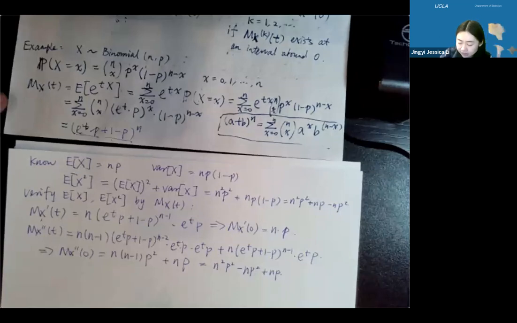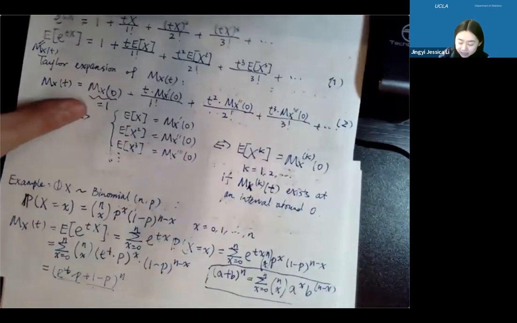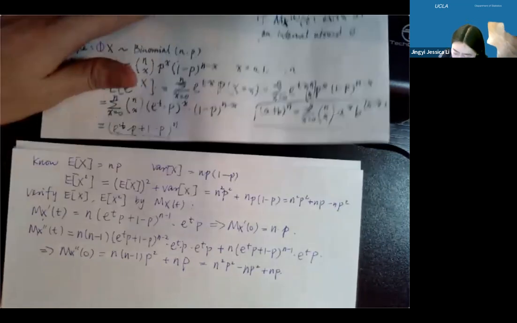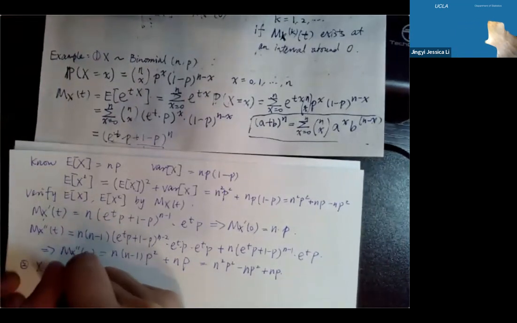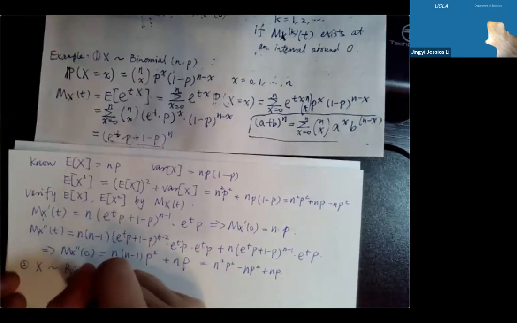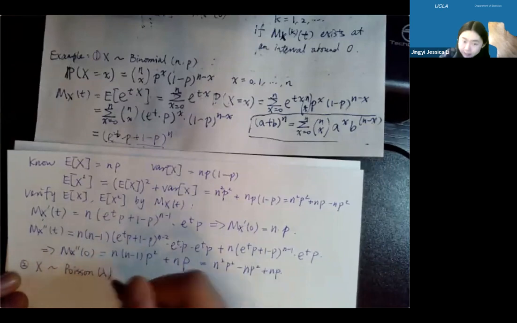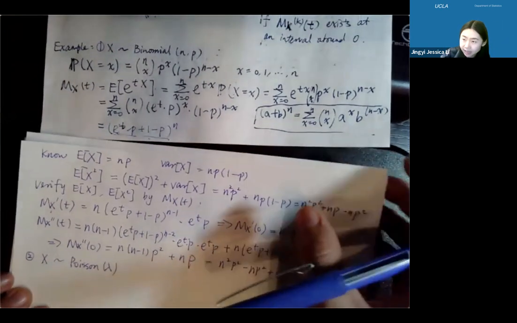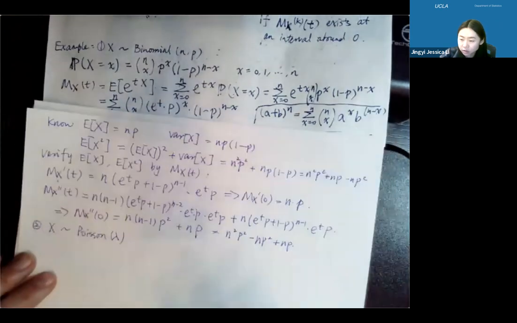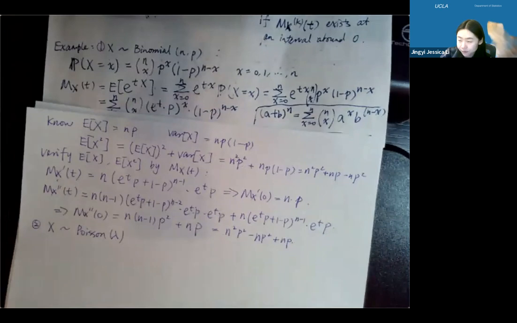Okay, that's the first example, binomial. The second example, we'll look at another discrete random variable, Poisson, with parameter lambda. As a Poisson random variable, the values x can take are also 0, 1, 2, up to, now it's not upper bounded by n, but up to infinity.